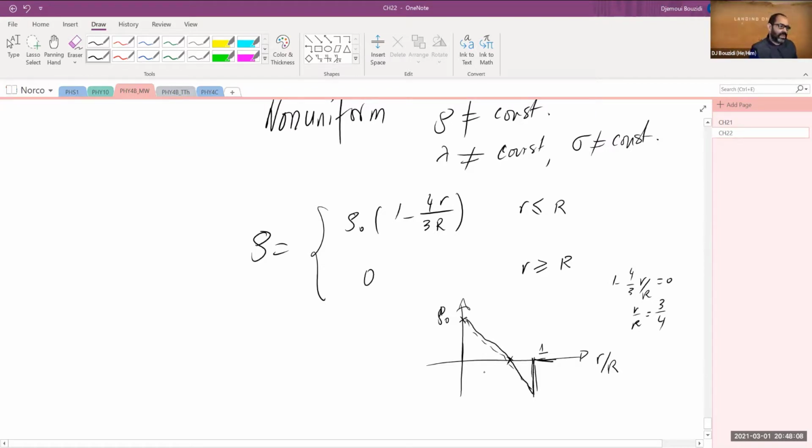So this is the charge, basically. It starts from rho naught, and then becomes 0. And then right in here, it's going to be equal to 1 minus 4/3, which is 1 minus, 3 minus... So it's going to be negative rho naught over 3, okay? So that's basically how the function changes with rho.